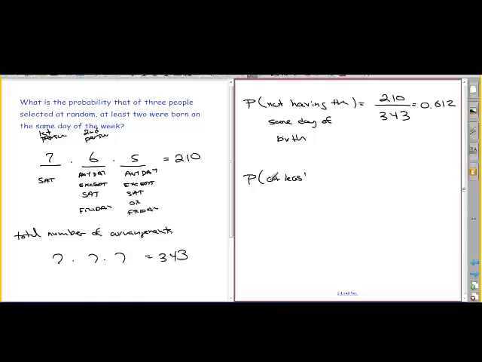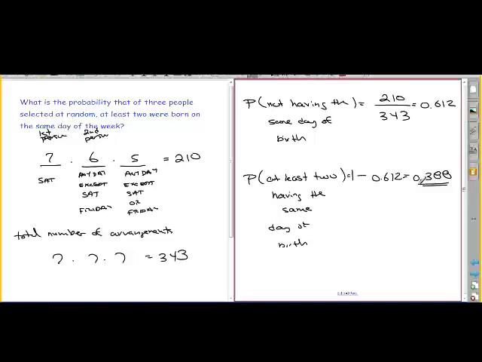So the probability of having at least 2 having the same day of birth is going to be equal to 1 minus 0.612, which is 0.388. So that's the answer. Again, that's using the additive principle. Well, it's using the complement principle of probability.